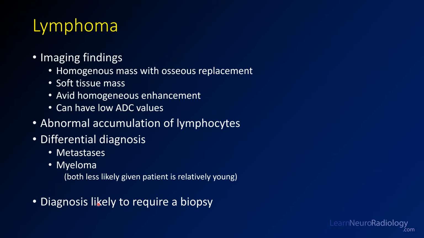DWI. Now, the differential diagnosis for these, I think you'd be reasonable to have a pretty good differential for this, would include metastases and myeloma. In this case, the patient was relatively young, so that is what made this less likely. I think if you were thinking about those things, though, that was okay. In truth, to make a diagnosis, you're probably going to require a biopsy.